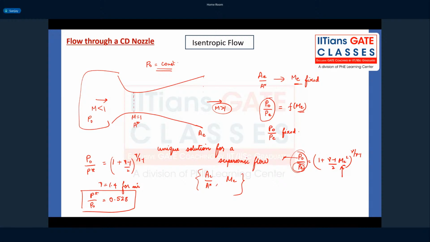What is a CD nozzle? What does it do? How does it accelerate the flow? How does it decelerate the flow? What do you mean by pressure ratio? What is the throat? At least these things are clear. Okay, great. So this is about isentropic flow.